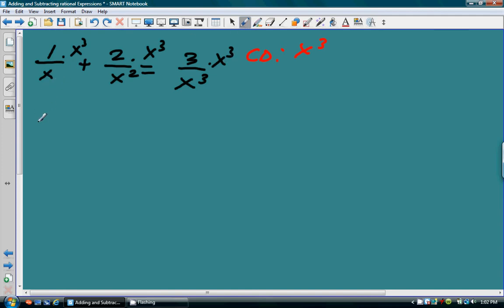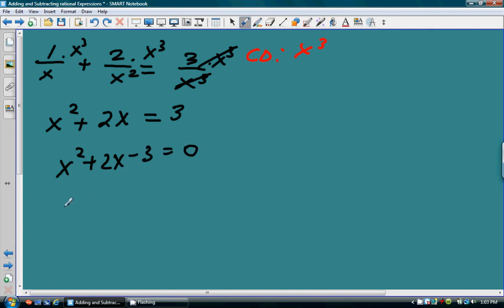Since I have 1x in the bottom, this becomes x squared plus 2 times x. Again, 3 minus 2 gives us 1x equals 3. The x to the thirds completely cancel out in this case. To solve, subtract 3 from both sides, so we get x squared plus 2x minus 3 equals 0.